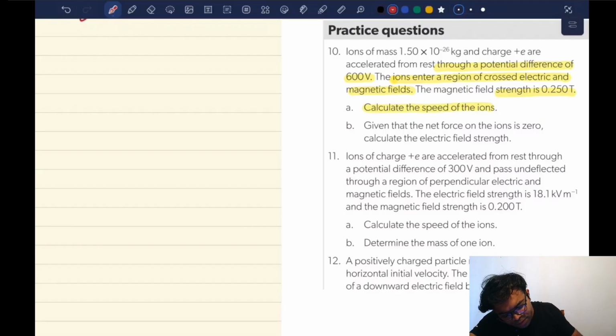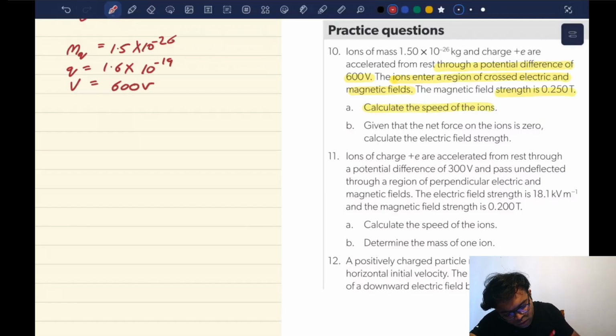We have been given the mass of the ion, 1.5 × 10^-26. Then the charge is 1.6 × 10^-19. The potential difference is 600 volts. The magnetic field is 0.25 Tesla. Now we need to calculate the speed.